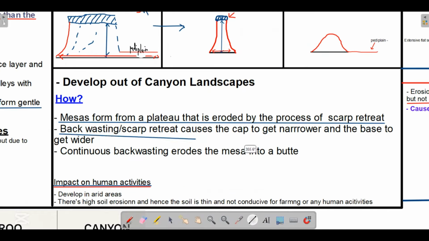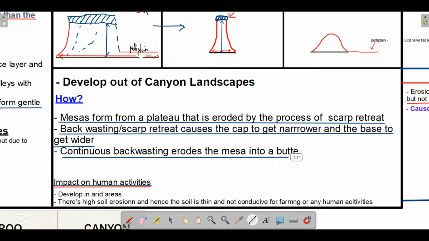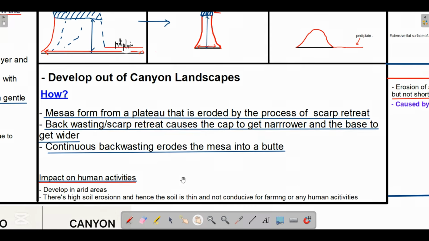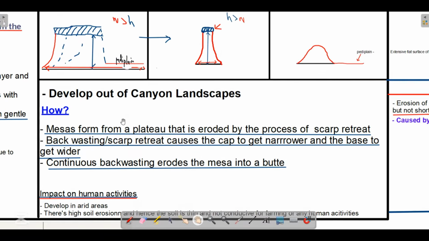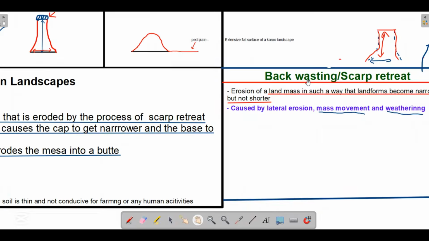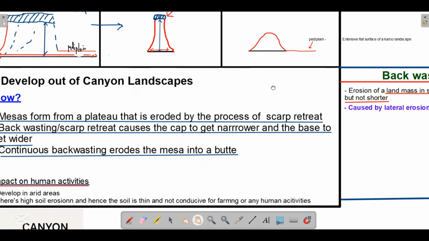So back wasting or scarp retreat causes the cap to get narrower and narrower, and the base to get wider. This continuous back wasting erodes the mesa into a butte. So it's really important, critical. You cannot talk about Karoo developing out of canyon without mentioning back wasting, guys. It's important. You have to mention that.